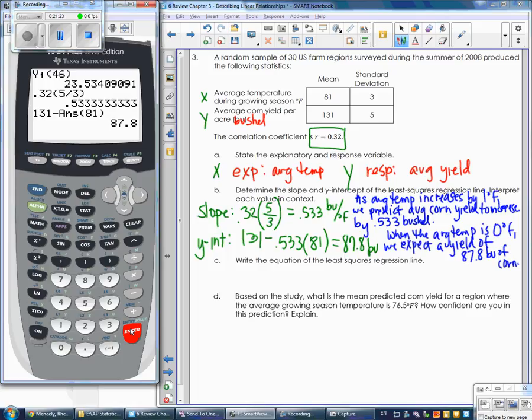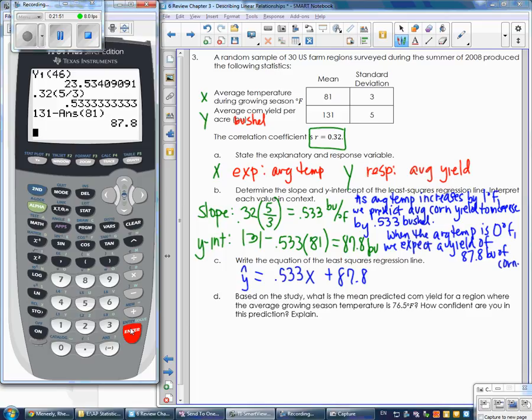Now let's put all those values together. Remember, with your line of best fit, you always want to put a hat on your y. Your slope is 0.533. That's going to go next to x plus your y-intercept. And then we're asked, based on the study, what is the mean predicted corn yield for a region where the average growing season temperature is 76.5? How confident are you in this prediction?